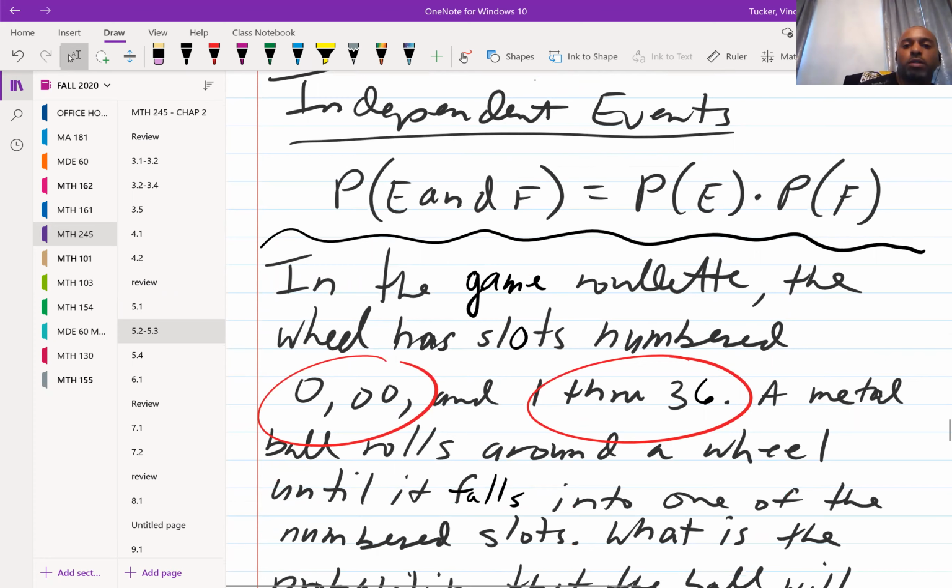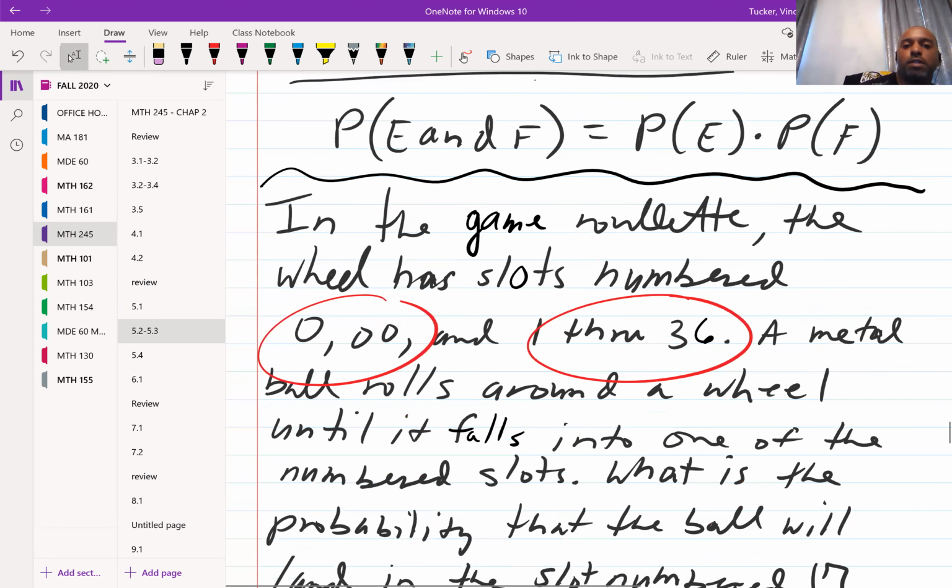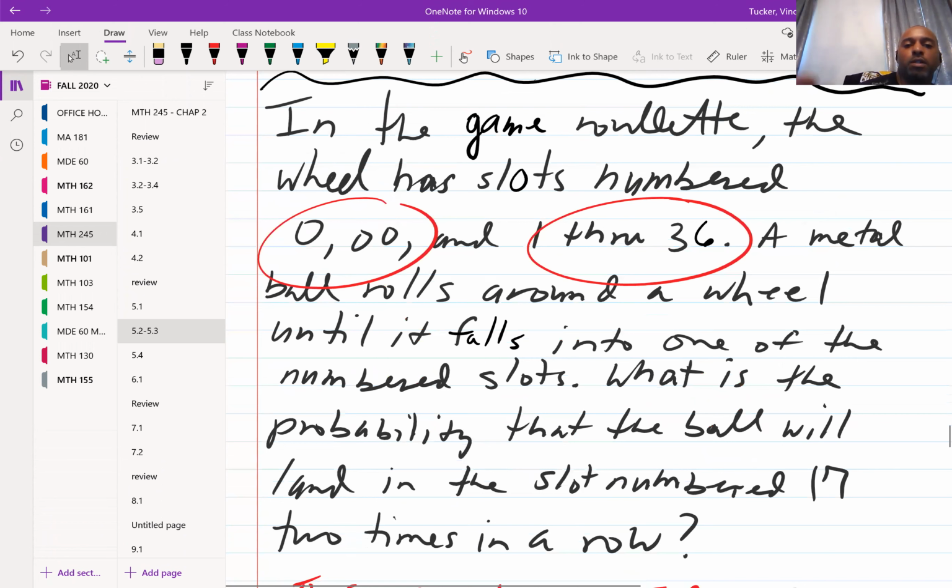All right, can I scroll all the way up? Very good. All right.